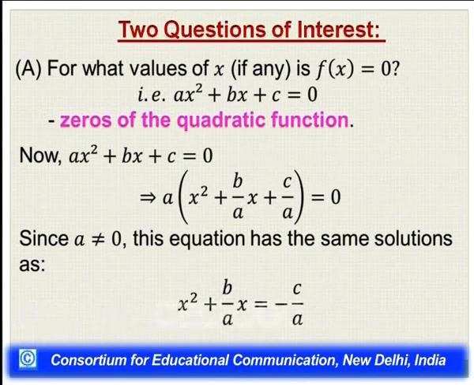So, because a is not equal to 0, it must be the case that x square plus b by a x plus c by a is equal to 0. Now, if we put that equal to 0, we get x square plus b by a times x is equal to minus c by a.